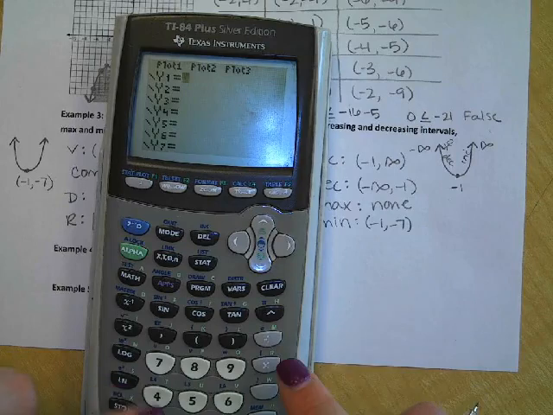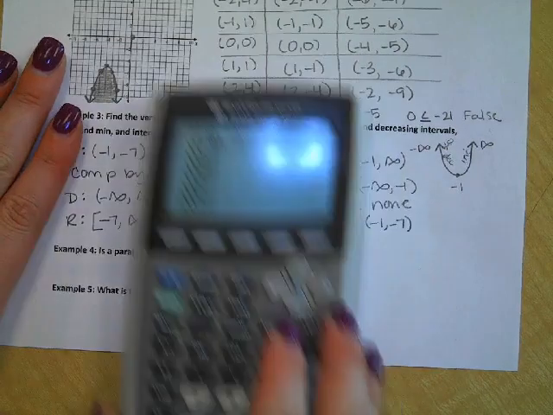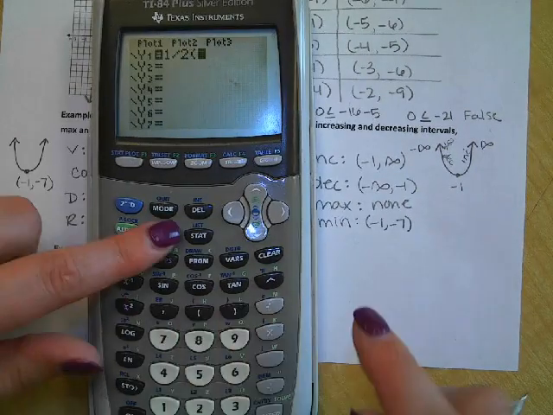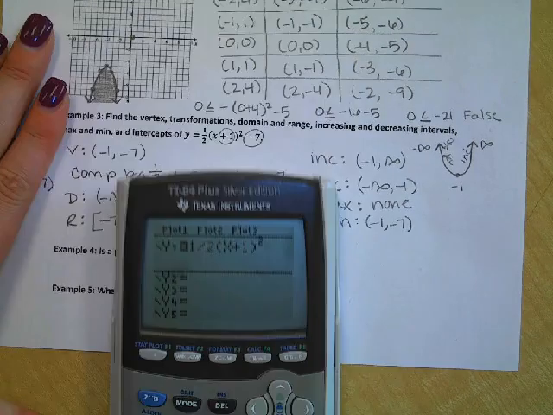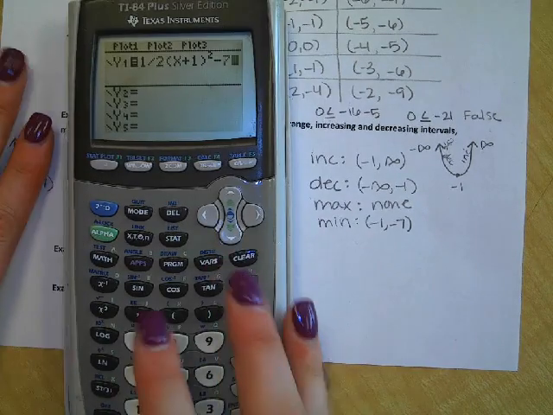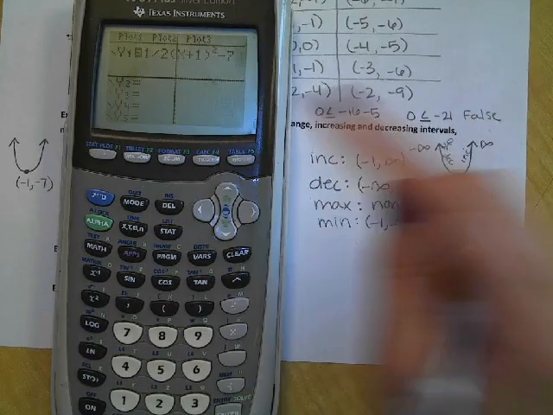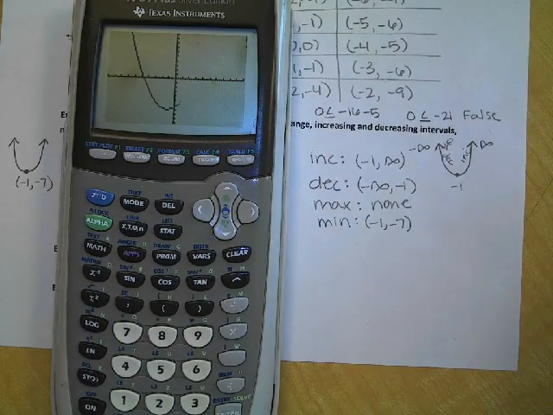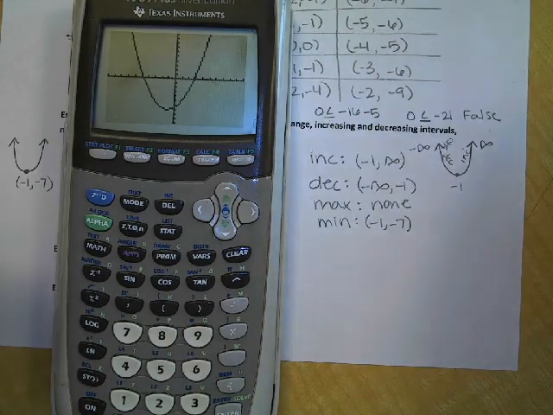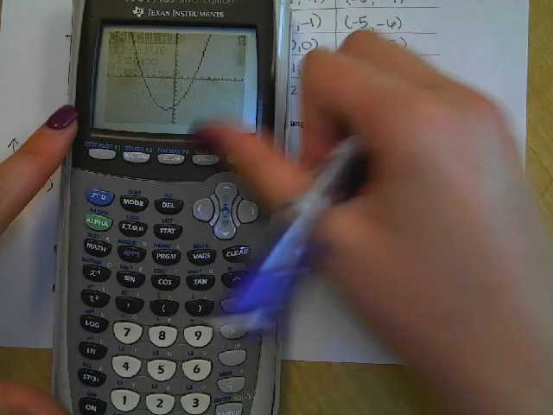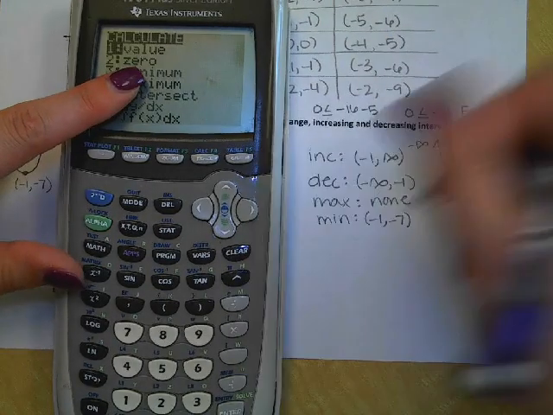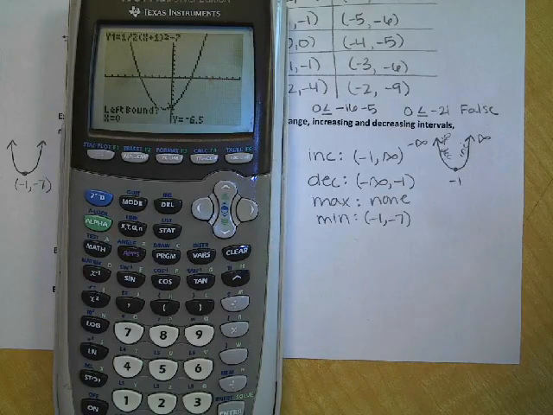So I've got one-half (x plus 1) squared minus 7. It's not that I can't do this by hand, it's that when we get to Math 3, we want to be more efficient and do things quickly, and that means often doing it in a calculator. So to find the x-intercepts, I'm going to do second trace, option number 2, and my calculator is going to ask me to do left bound and right bound.